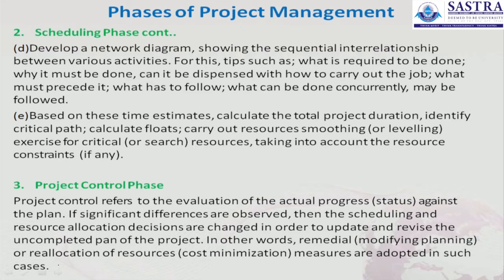And the project control phase is, project control refers to the evaluation of the actual progress against the plan. If significant differences are observed, then the scheduling and resource allocation decisions are changed in order to update and revise the uncompleted plan of the project. In other words, a remedial or modifying plan. Remedial or reallocation of resources, that is cost minimization measures, are adopted in such cases.